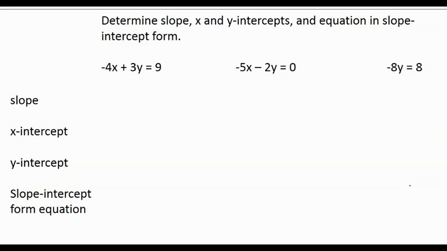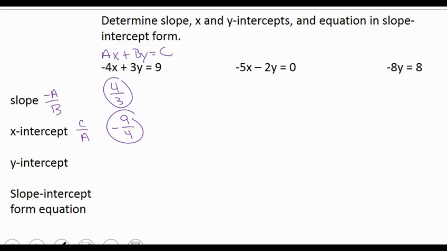All right. So the first one, negative 4x plus 3y equals 8. So I'm just going to write this over here once. Slope is negative a over b. So positive 4/3, because negative 4 would be 4. My x-intercept is c over a, which would be negative 9/4. My y-intercept is c over b, which would be 9 over 3, which would be 3. So then my equation, y equals 4/3 x plus 3.